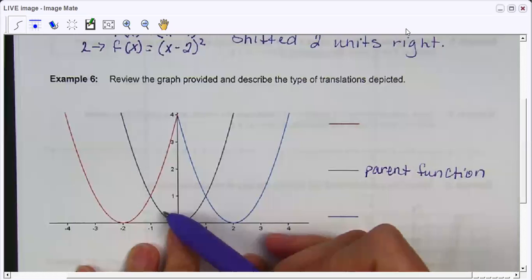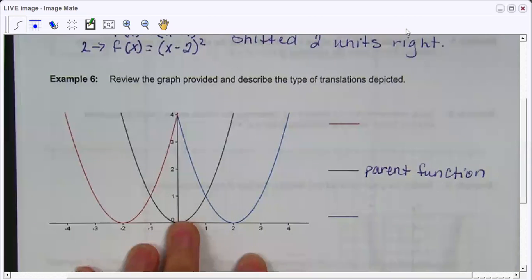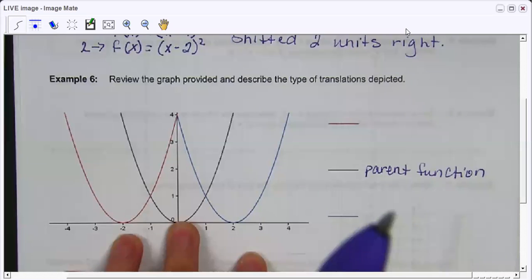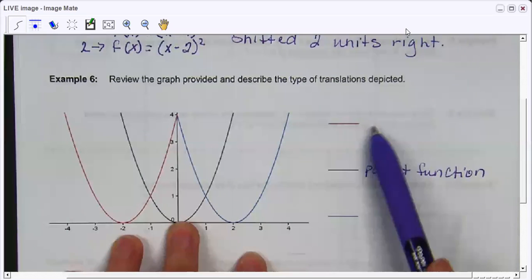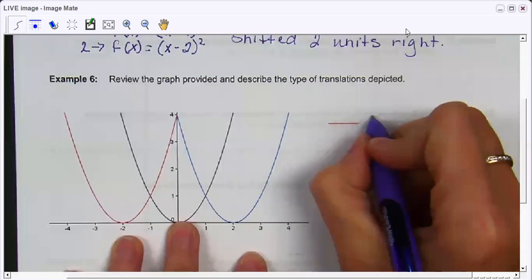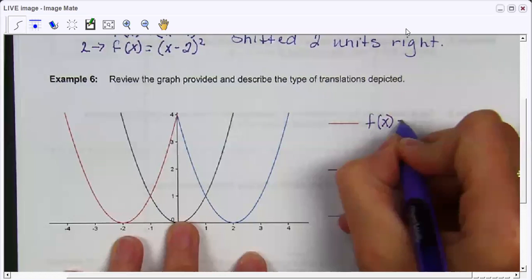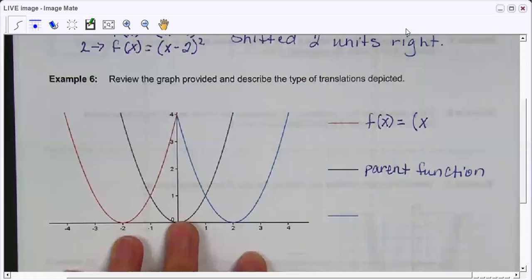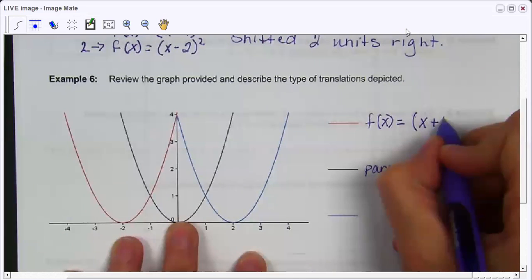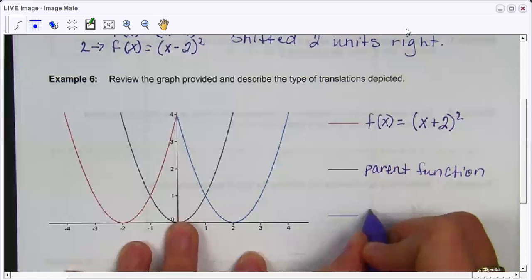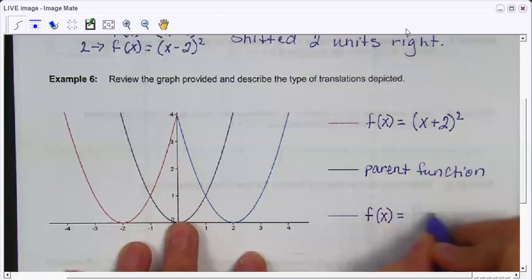So look at the red line. We already know that is a horizontal translation 2 units to the left. I want you to write the function here. So f of x equals x plus or minus 2? It's going to be plus 2. And then this one will be f of x equals x minus 2 squared.